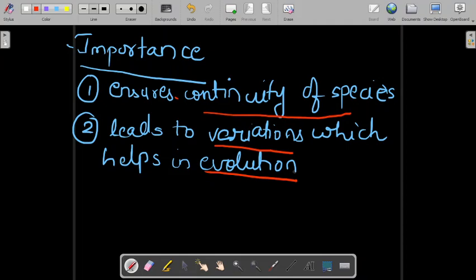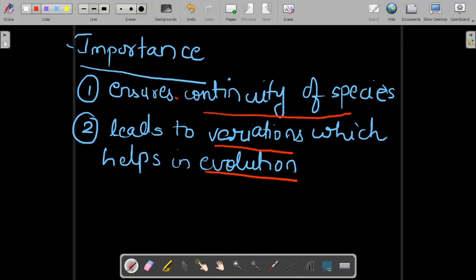So why is reproduction important? Because it helps in maintaining continuity of species. One organism will be there every time. Imagine if there is no reproduction in human beings, the life will come to an end, right? There will be no further human beings in the near future if living organisms do not reproduce. Hence, the first importance of reproduction is that it maintains the continuity of species.